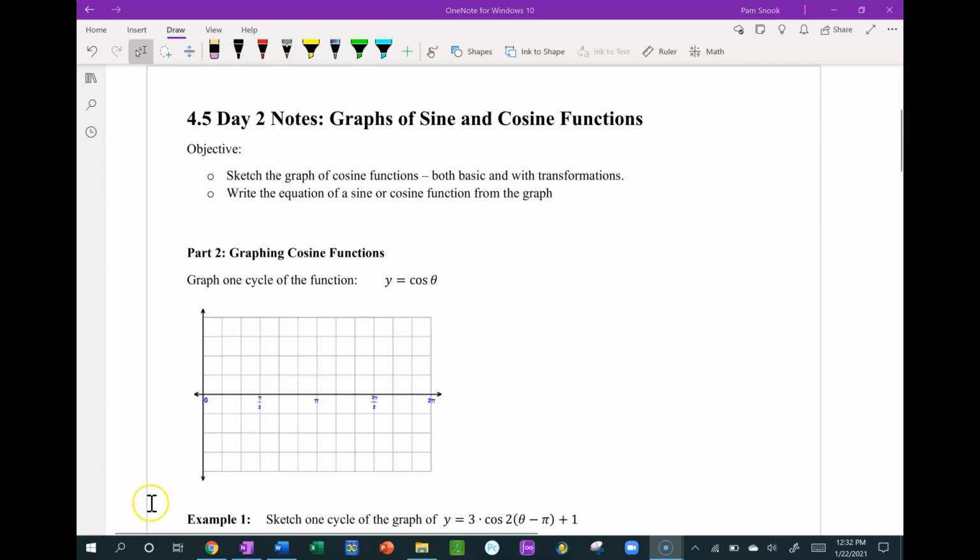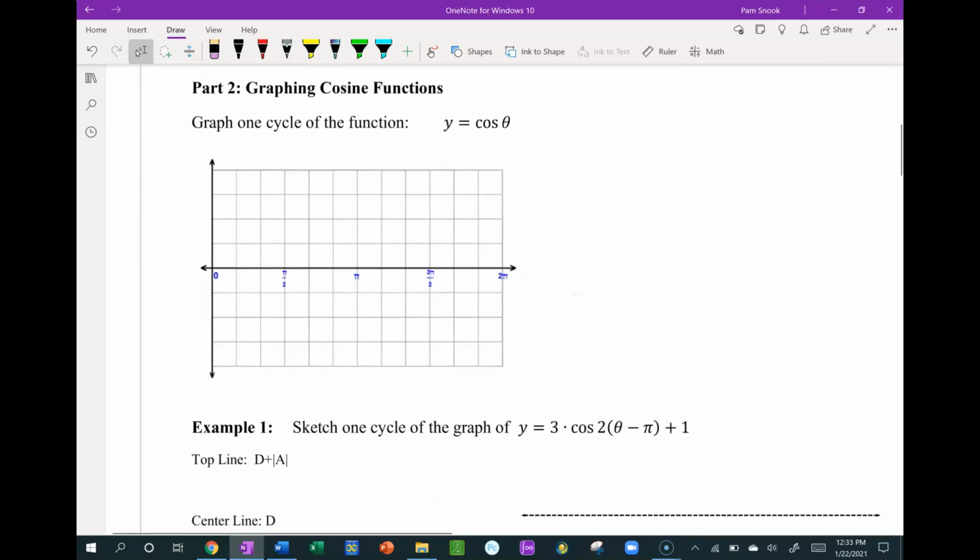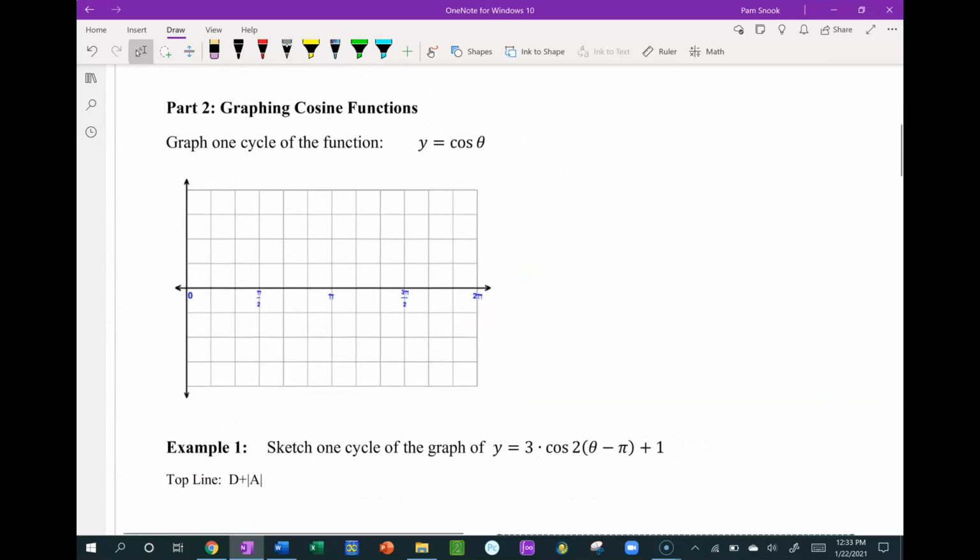So we're going to finish off 4.5 today. And our objective is to sketch the graph of cosine functions, again both the basic and with transformations. And we're also going to start with a graph and write the equation of the trig function using just the graph. So first of all, let's get graphing our cosine functions.